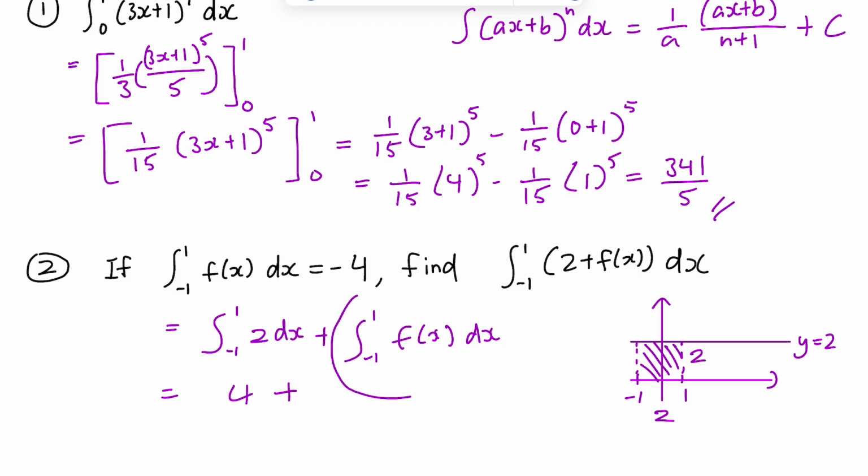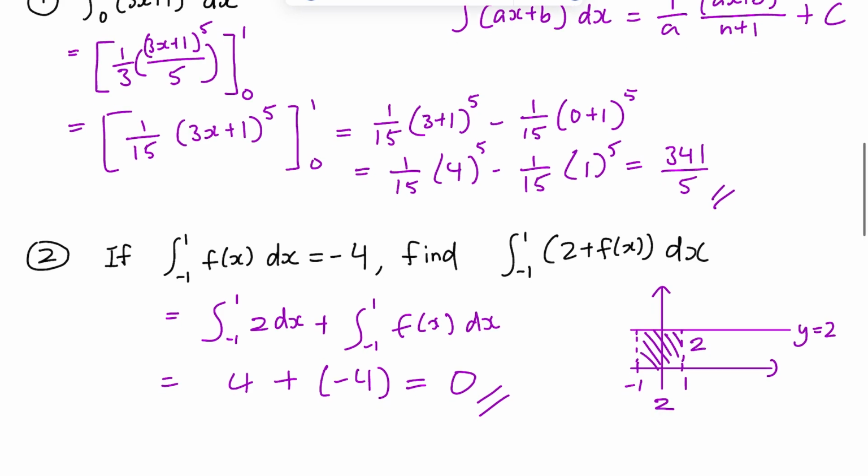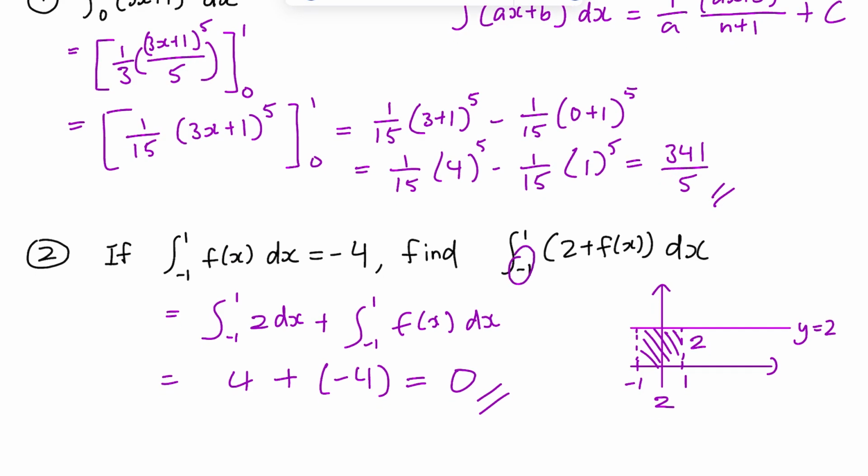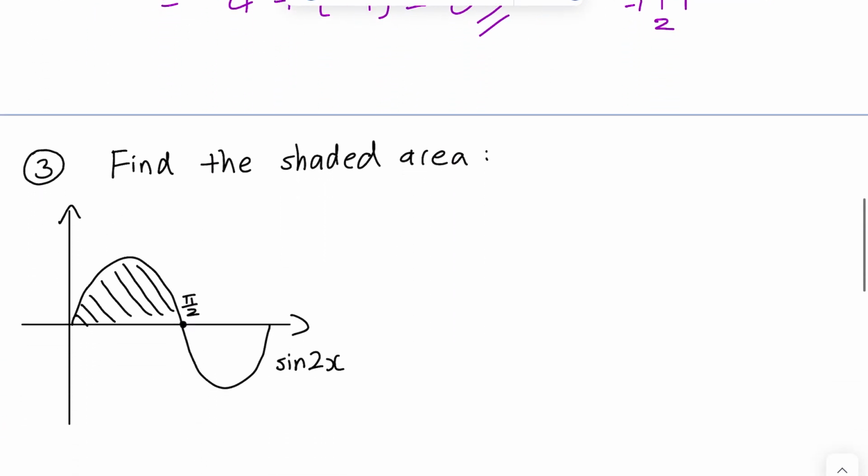Plus, we know that this value here, it says in the question, is -4. And so if we add them together, we're going to get 0. So there it is. That is our integration from -1 to 1 for 2 plus f of x. Now let's try the third one.